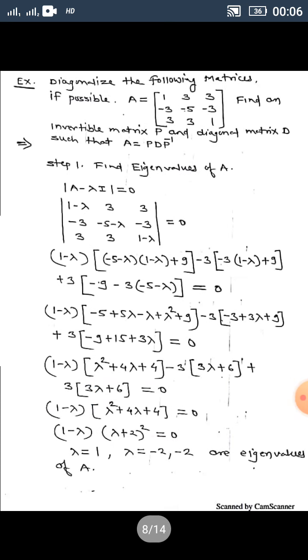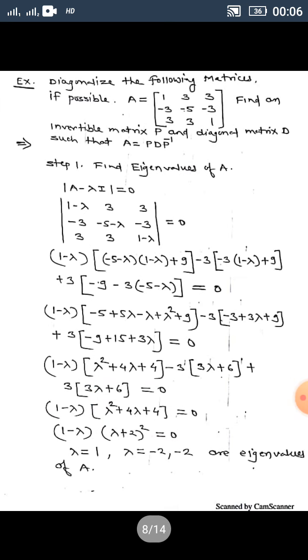Next example. Diagonalize the following matrix if possible. The matrix A is [1, 3, 3; -3, -5, -3; 3, 3, 1]. Find an invertible matrix P and diagonal matrix D such that A is equal to PDP inverse.